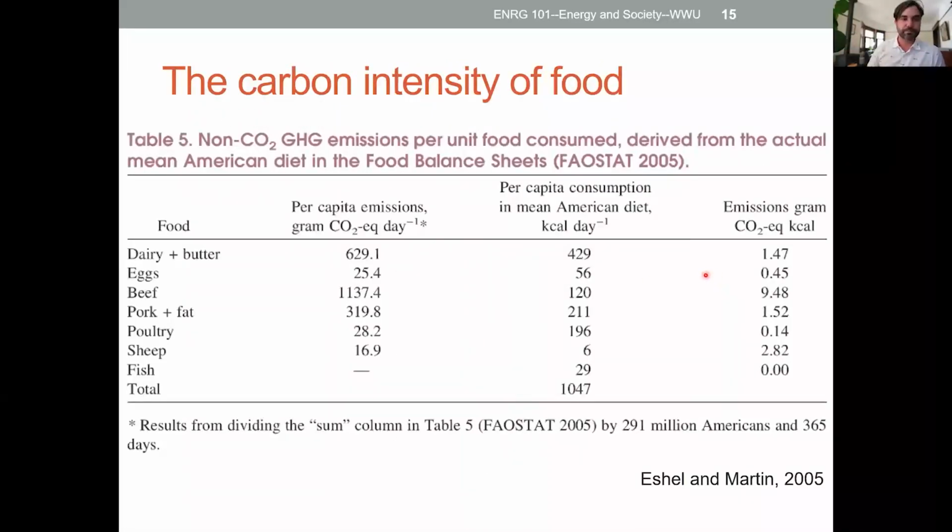CO2, this is interesting. Carbon intensity of food. This is the column of merit, emissions in grams of CO2 equivalent per kilocalorie of food. So what is the worst food for climate change? The answer is beef. That's because beef burp a tremendous amount of methane, and methane is a very intensive greenhouse gas. It's 25 to 100 times more intensive than CO2. So if you put a kilogram of methane in the atmosphere, it's like putting 50 kilograms of CO2.